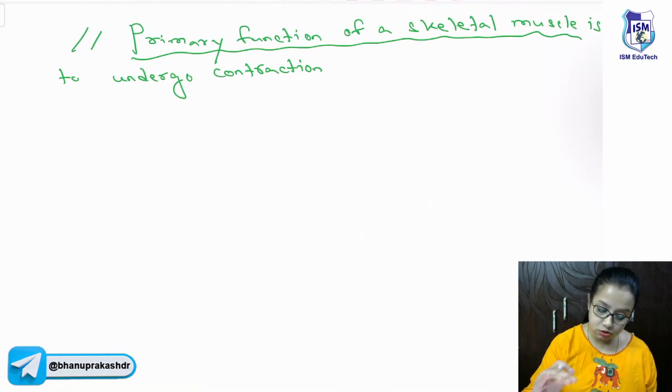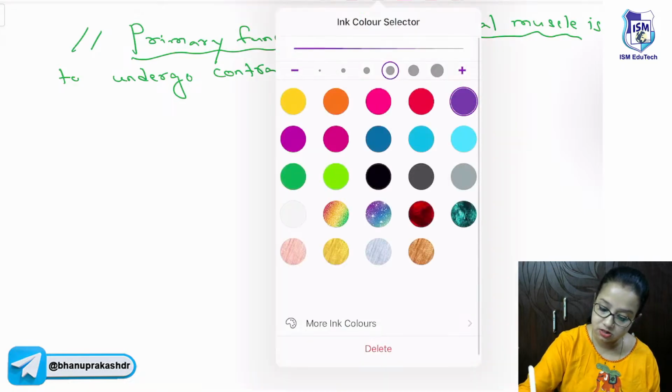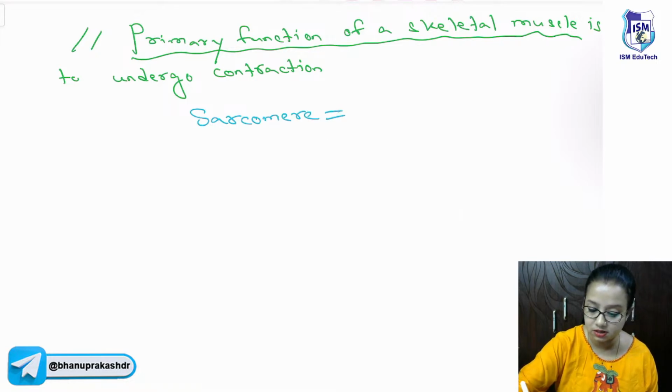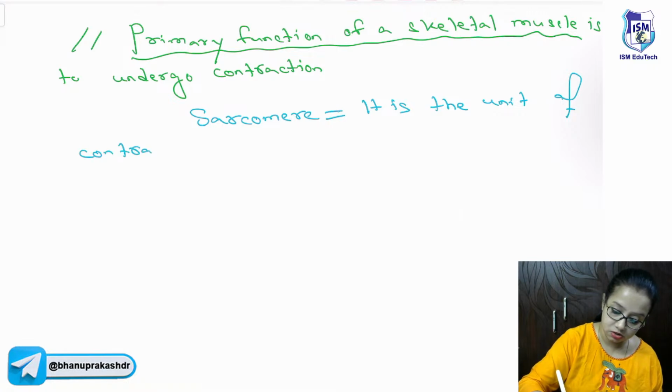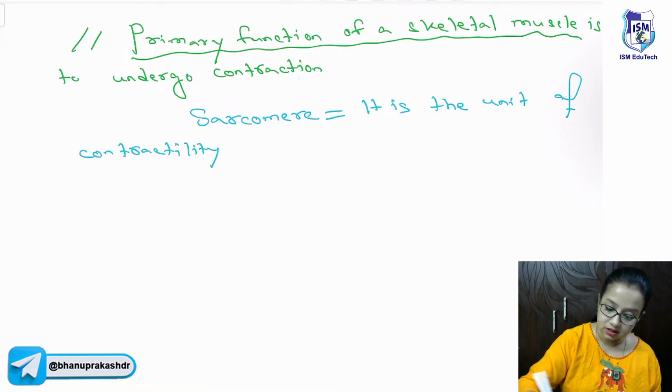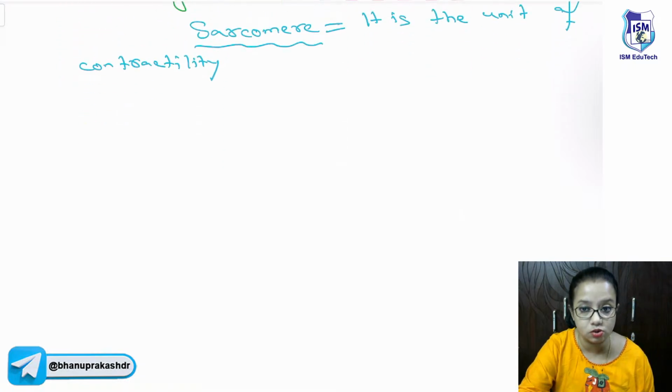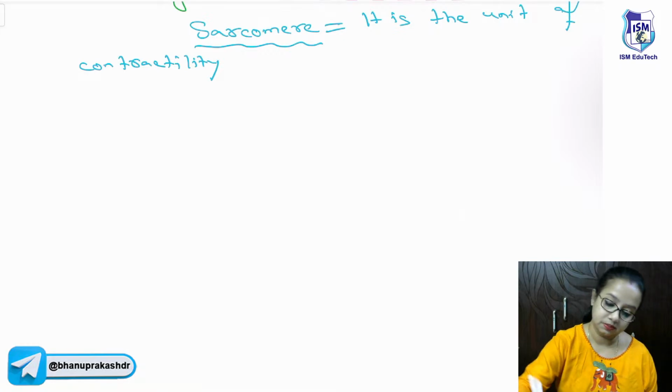In context of this contraction, the structure that is most important and takes part in contractility is called the sarcomere. So, the sarcomere is the unit of contractility. Now, understanding the structure of the sarcomere is very, very important.